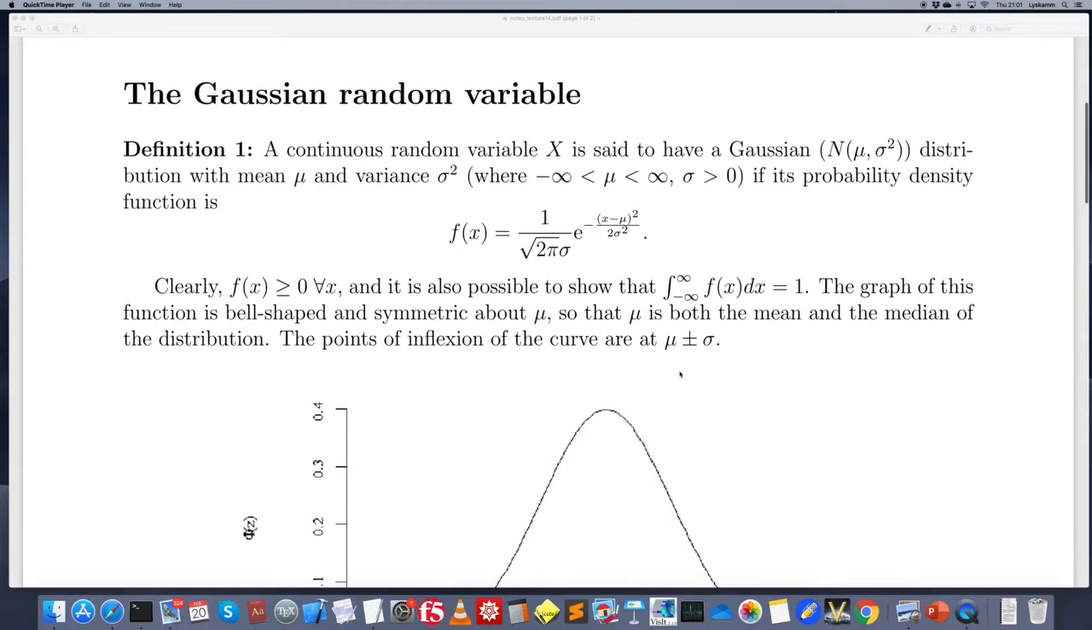The Gaussian distribution has a typical shape of a bell shape centered about mu and having inflection points at plus and minus sigma with respect to mu. Without demonstrating it, we showed that the Gaussian random variable is a proper probability measure. That is, its probability density function satisfies the first and second Kolmogorov axioms.